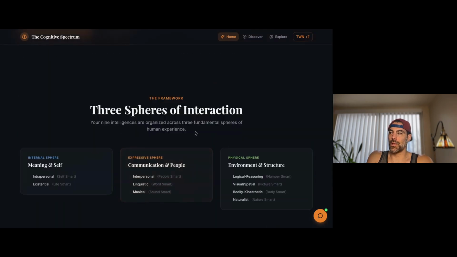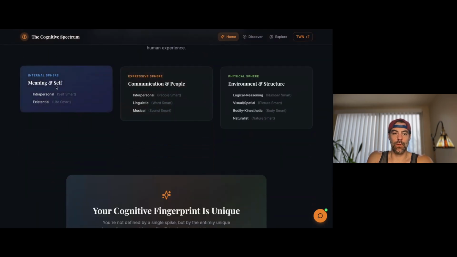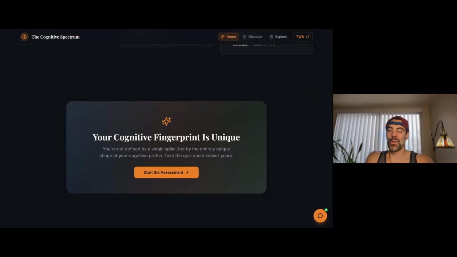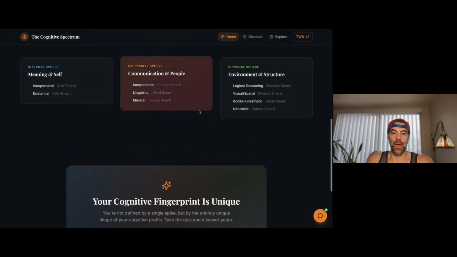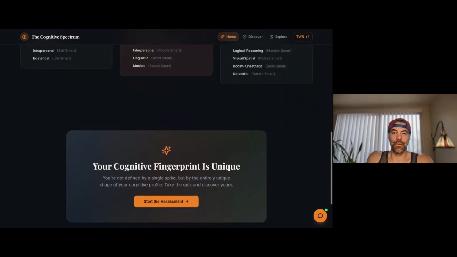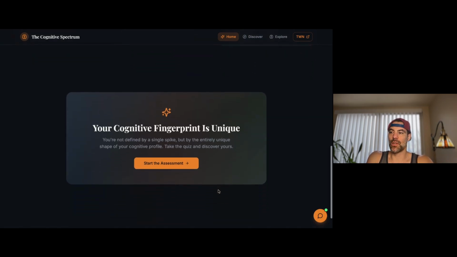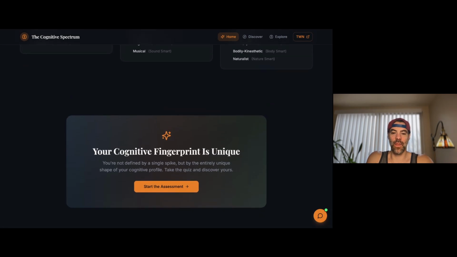We have our 3 spheres of interaction. We're dealing with the meaning and self internal sphere, communication and people, the expressive sphere, and the environment and structure physical sphere. So this is going to give us a real impactful overall picture of things that you can bring to the table, also how you can work with others, how others can work with each other, right? So there's so many things that can come out of this.